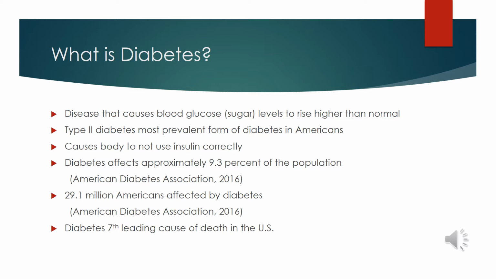Diabetes is a disease that causes blood glucose levels to rise higher than normal, causing an imbalance in the homeostasis of our bodies. Type 2 diabetes is the most prevalent form of diabetes in Americans. This disease causes the body to not use insulin correctly, and over time, the body cannot produce enough insulin to keep blood sugar levels normal.